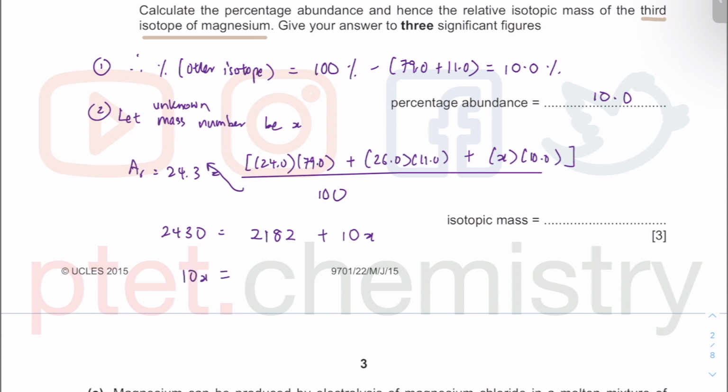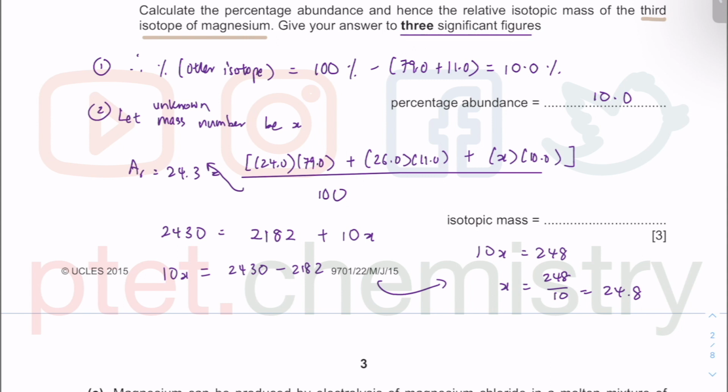So 10x equal to, I move the 2182 to the other side, and I have just swapped the number around. And then what I get is 10x equal to 2430 minus 2182. So there's 248. So what is x then? x is going to be 248 divided by 10. x is 24.8. They want me to give my final answer to 3 significant figures: 1, 2, and 3 significant figures. It gives me an exact answer, 24.8 there, to 3 significant figures as well. So that's it really for that 3 marks.